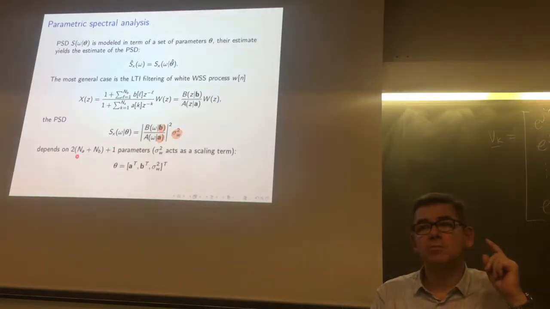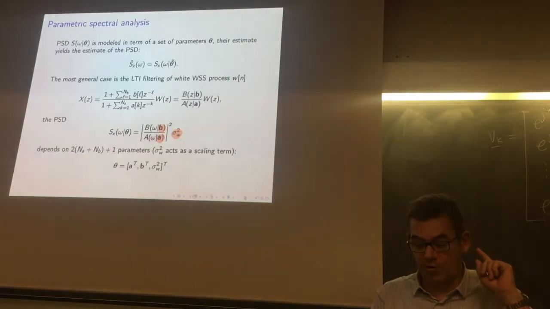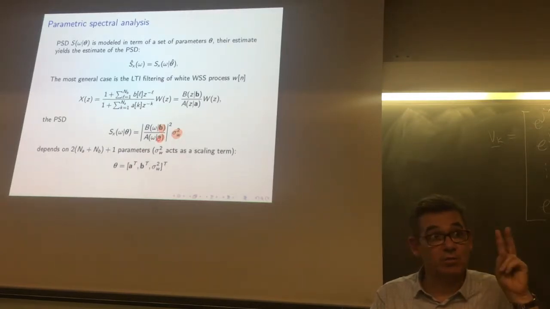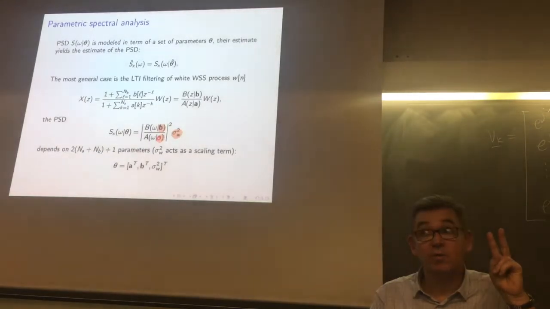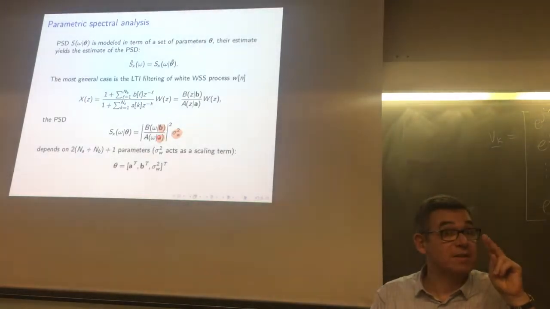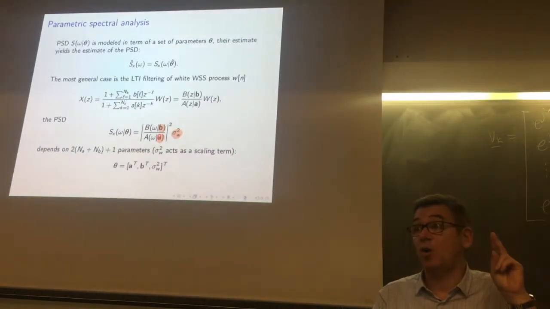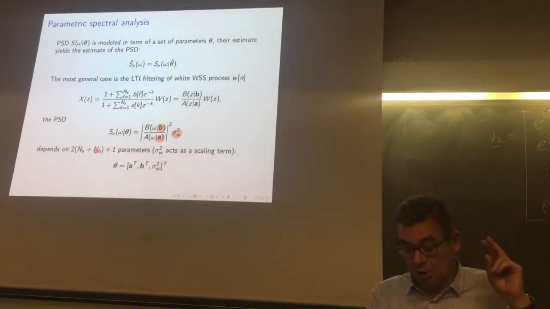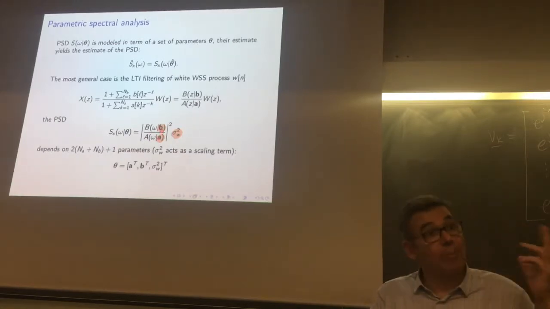Why is it 2? Why is it 2 times the number of coefficients B and the number of coefficients A? So it's the size of B and the size of A. Why 2? They are complex. These coefficients are complex in general. If real, then it is NA plus NB. But in general, there are 2 times NA and 2 times NB, because I have a set of complex coefficients.